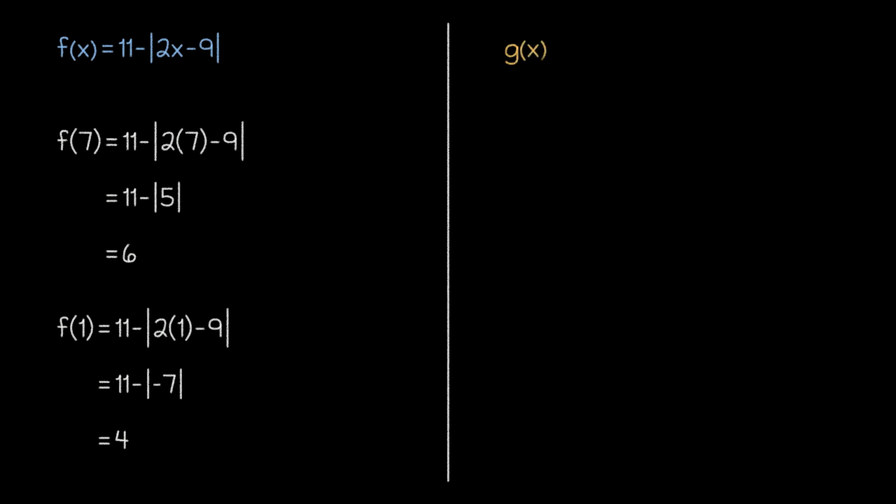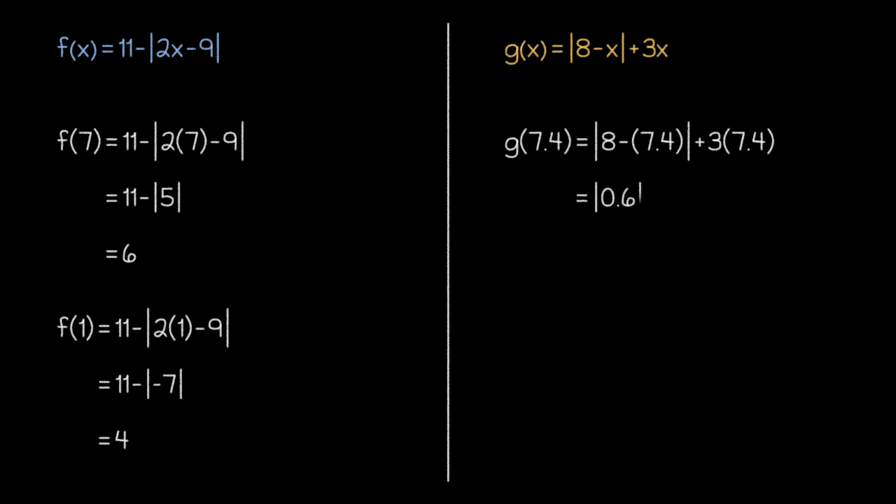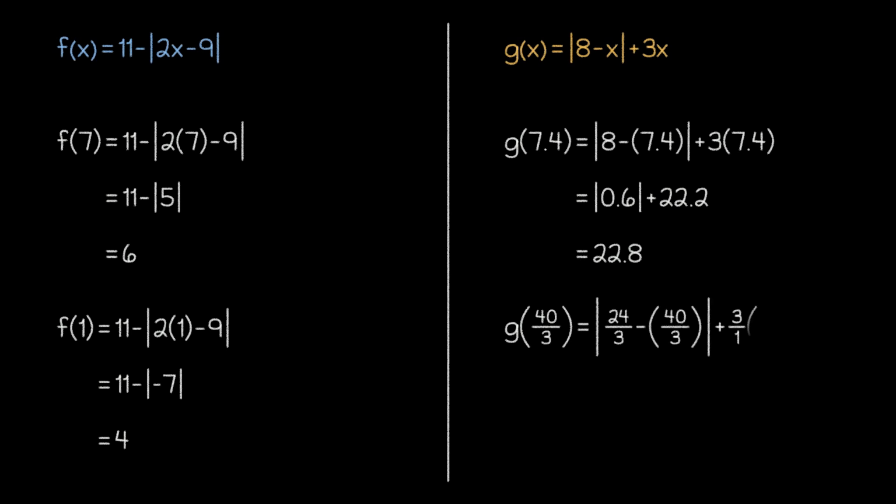The same principles apply even when there are multiple x's in the function rule. Take a look at this second function. We want to calculate g of 7.4, and since 7.4 is taking the place of the x, we replace all of the x's with 7.4. Then, we do some calculations to get our final answer. And here's one more example of this process, but with a fraction as our input this time.